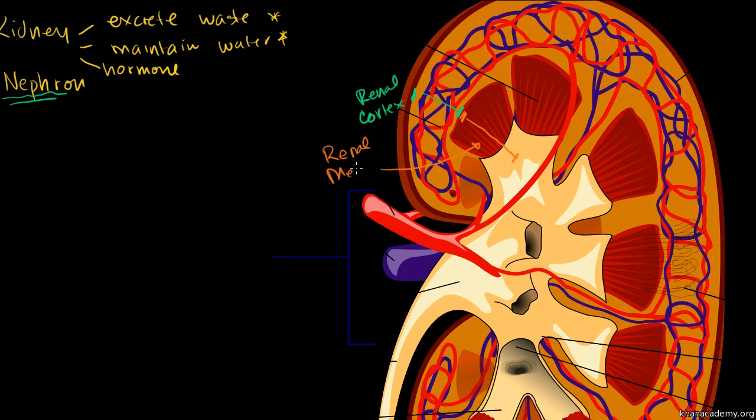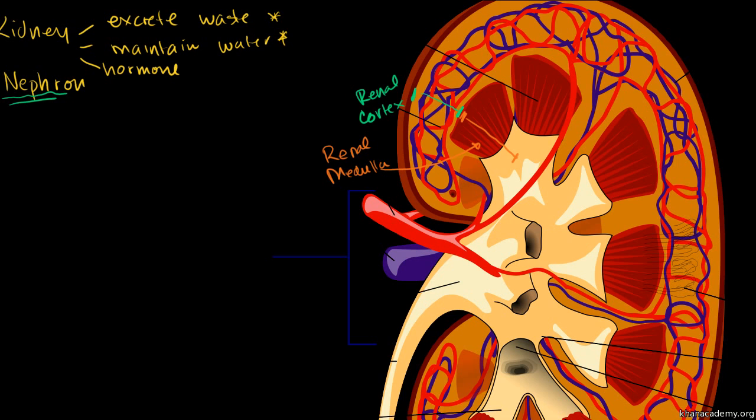Renal medulla. And besides just understanding these words, we're going to see that they play a very important role in this actual filtration, or this excretion of waste, and this ability to not dump too much water, or excrete too much water, when we're trying to filter out our blood.